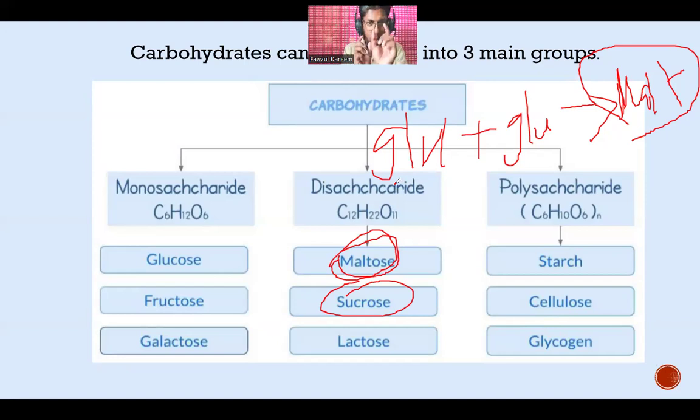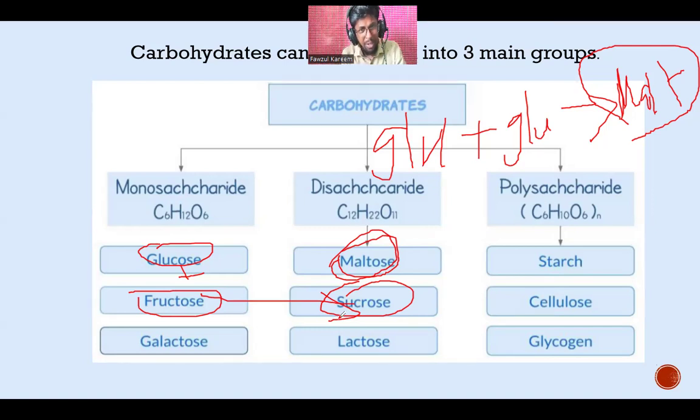Now glucose plus glucose is maltose. So if I break down that maltose, I will get glucose plus glucose. Same like that, glucose plus fructose, that is what? Sucrose. So if I hydrolyze, which means break down, the sucrose, I will get glucose plus fructose. Glucose plus fructose is sucrose. So if I break down that sucrose, I will get glucose plus fructose, right?